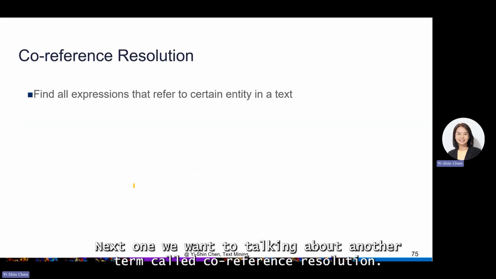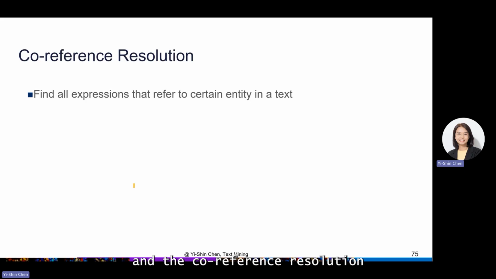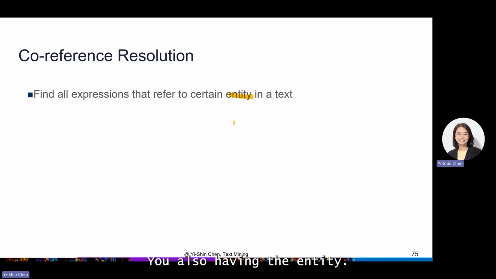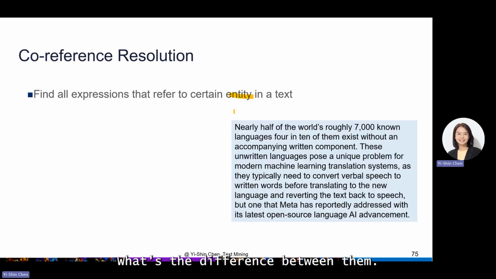Okay, next we want to talk about another term called coreference resolution. Coreference resolution is, again, very similar to entity recognition in that we want to find the entity in the text. But then you probably say, but the previous one, named entity recognition, also has entities. What's the difference between them?